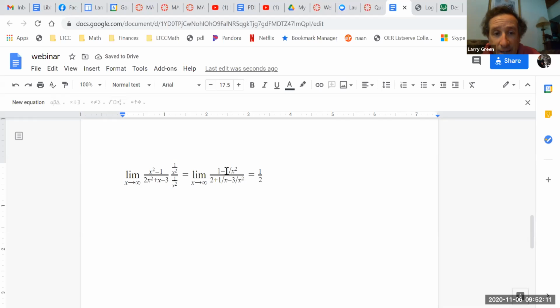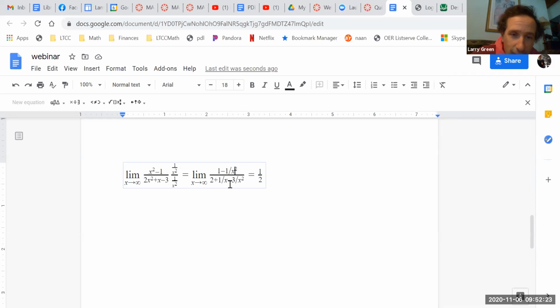Okay, we just plugged in. 1 over infinity squared is 0. That was this part here. So that's just 1 minus 0 on the top, and that's 1. And 2 plus 0 minus 0, because 1 over infinity and 3 over infinity squared are both 0. So we just have 2 on the bottom. So you just get 1/2. Does that make sense? And that's it. It's not that hard as long as you know what to do.